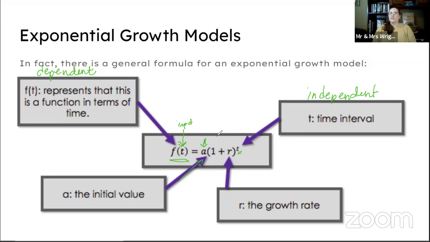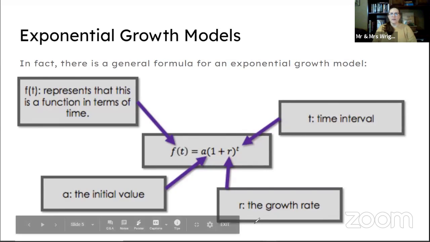The initial value of the trading card was $5. So that initial or starting amount goes here where the A is. R right here is the rate of change, or in this case, since we're working with exponential growth, it's the growth rate. So it's the rate of the growth, the rate of change as it's increasing. Okay. So you should have this written in your notes. If you don't have it written in your notes, pause the video and write it down. I want to see it on your paper.